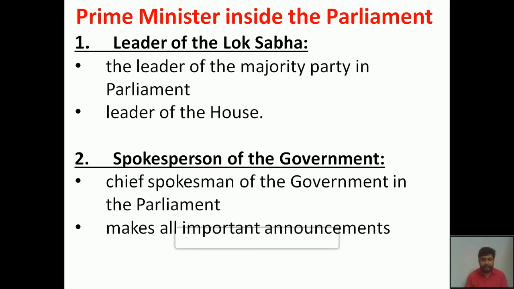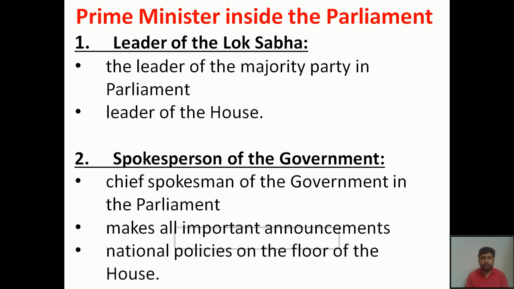So I think it will be very clear to you. Spokesperson of the government. National policies on floor of the House. The nation will be changing its policies, its different terms, its different decisions in course of time. You might be remembering the government cancelling certain rules and regulations, and the same government implementing some new rules and regulations. So the policies of the nation get changed according to the time, and it is the Prime Minister who informs all these things to the nation, making all important announcements.